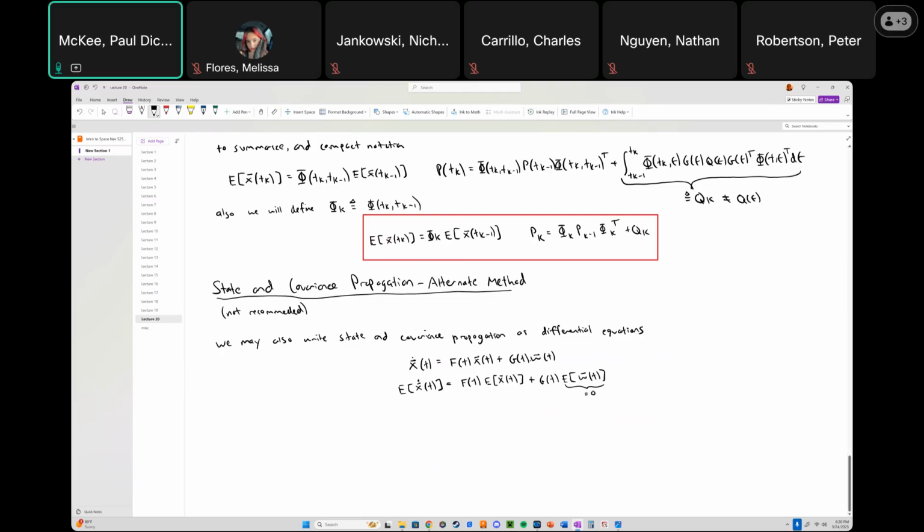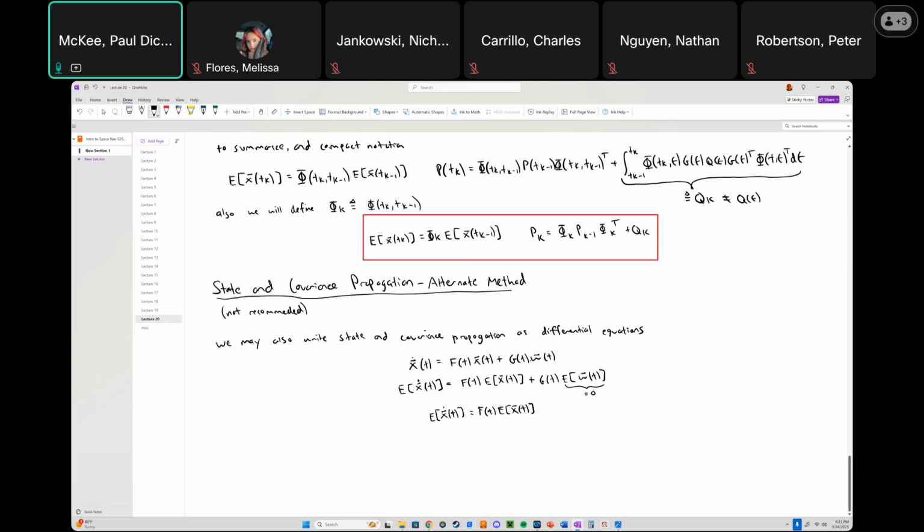So we can just say that the expected value of x dot of t is f of t expected value of x of t. Okay, so we're just saying that the derivative of our best guess of our state, or the best guess of the derivative of our state, propagates forward the same way that our state would propagate forward in the absence of noise. So our best guess is that the noise doesn't really make a difference in the long run, so we just ignore it. Right?